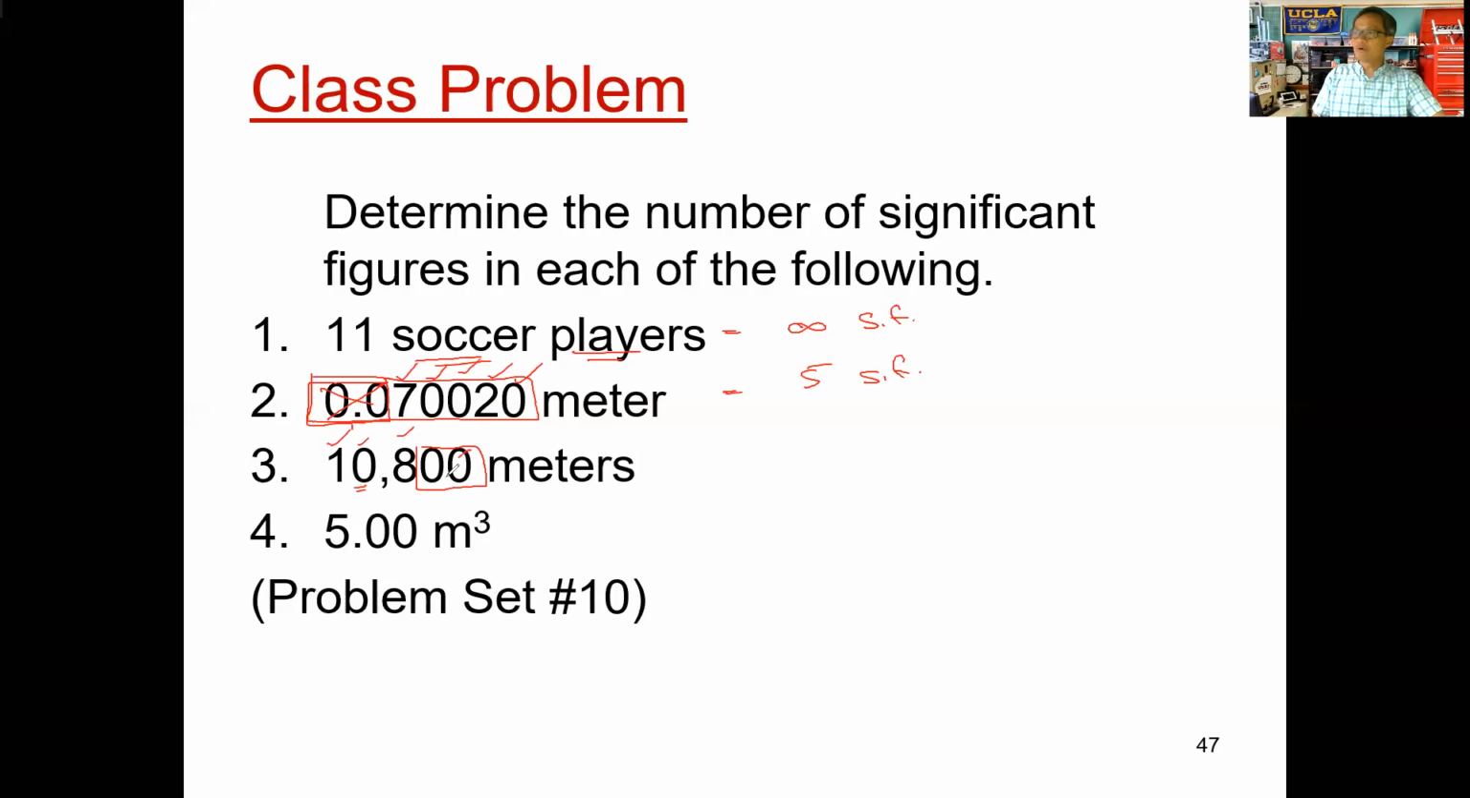So therefore, those zeros do not count. We have then 3 significant figures in this number. Okay. All right, let's take a look at the last number here.